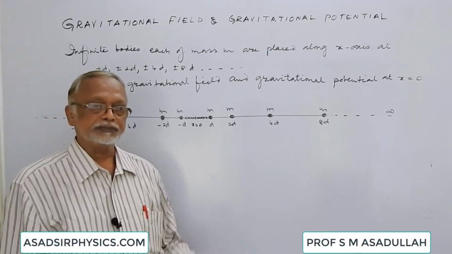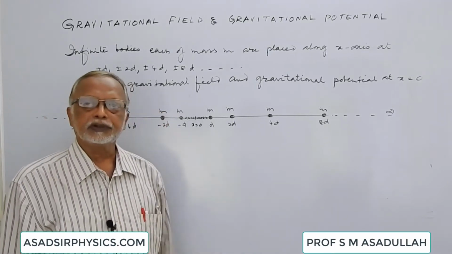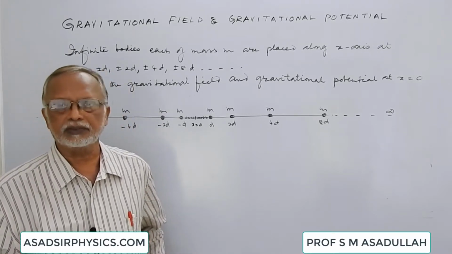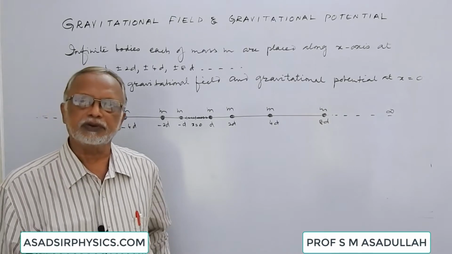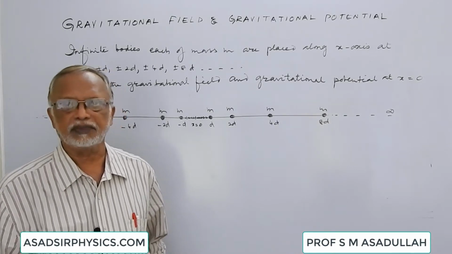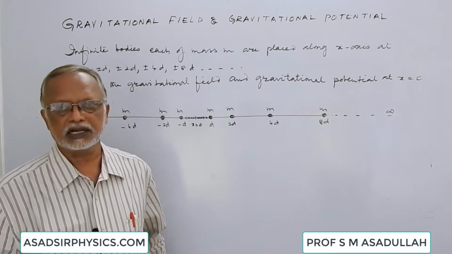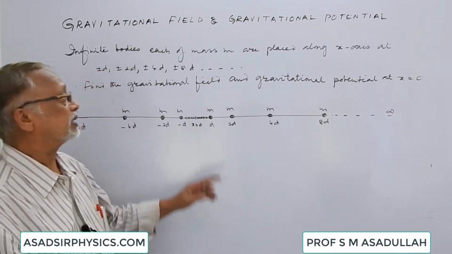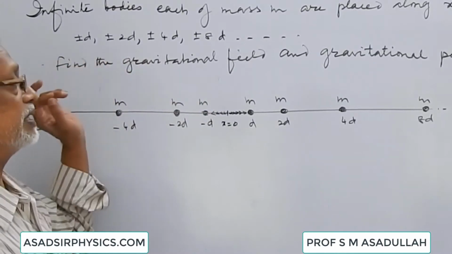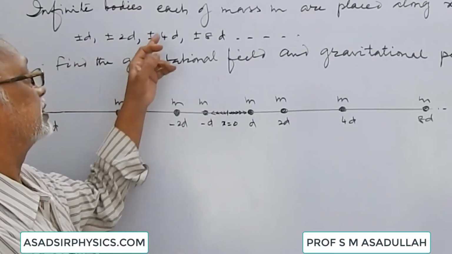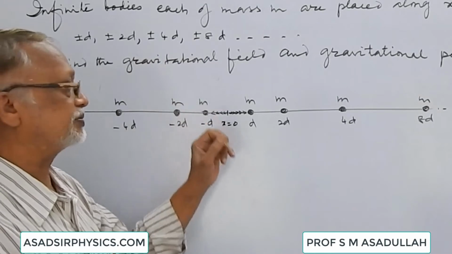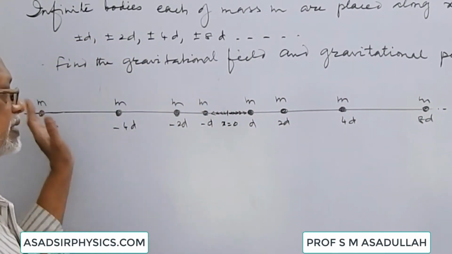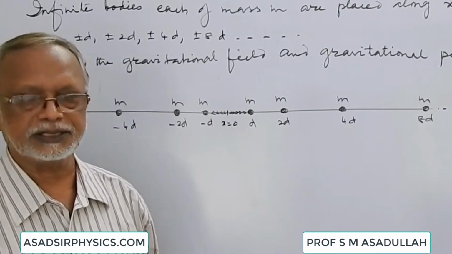Now let us consider one more problem which is similar to the earlier problem but totally different from the earlier problem. Here as before we have got infinite bodies, each of mass m, placed along x-axis. But you can see that the positions are given as plus or minus d, plus or minus 2d, plus or minus 4d, plus or minus 8d and so on. That means on right hand side as well as on left hand side we have got bodies placed.